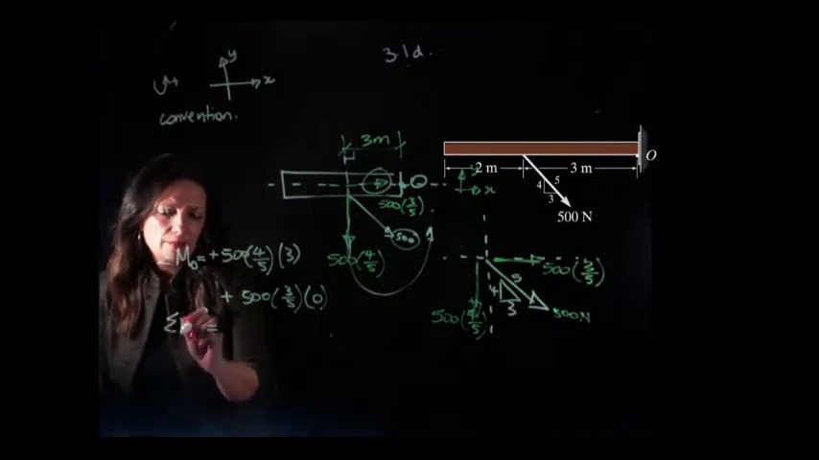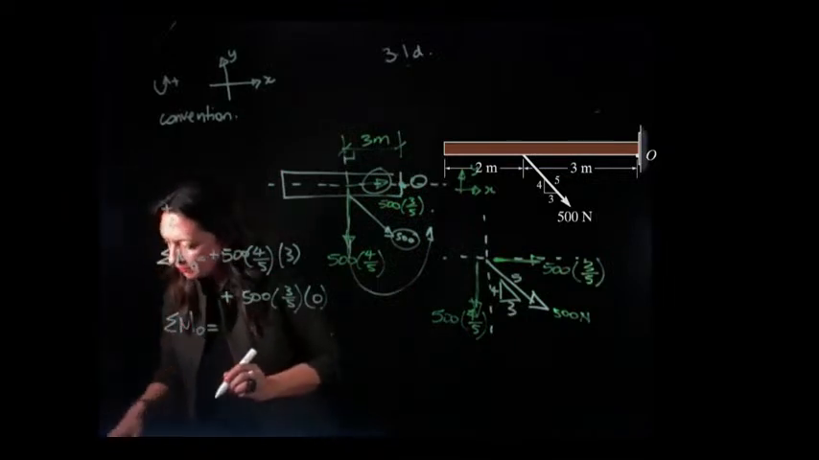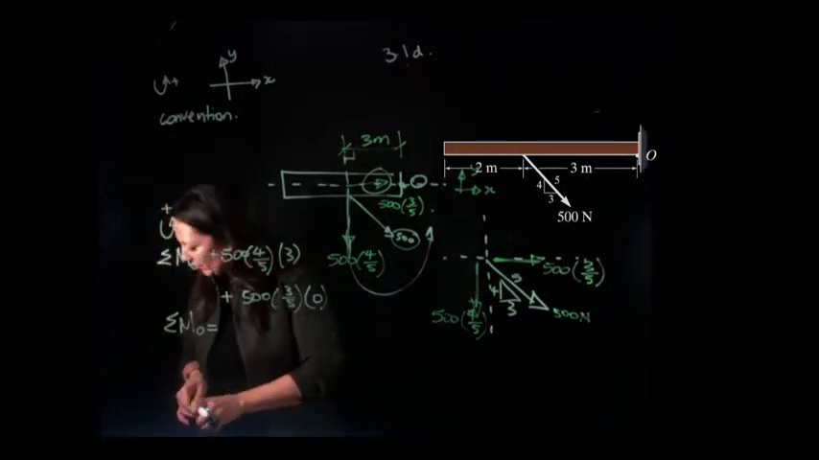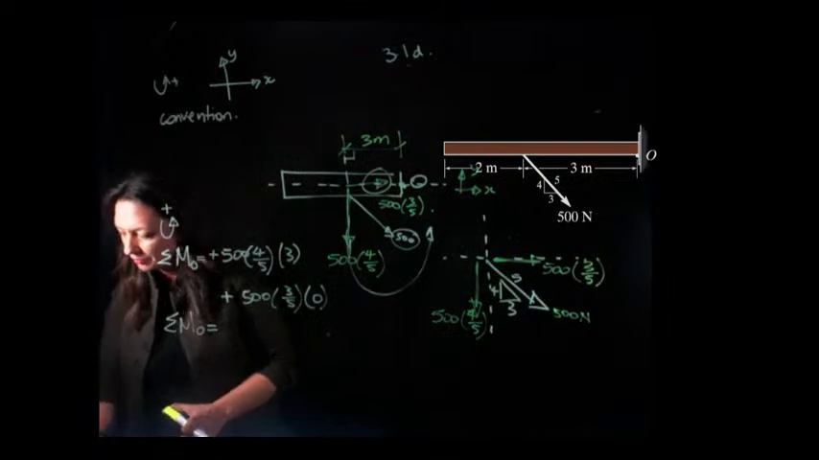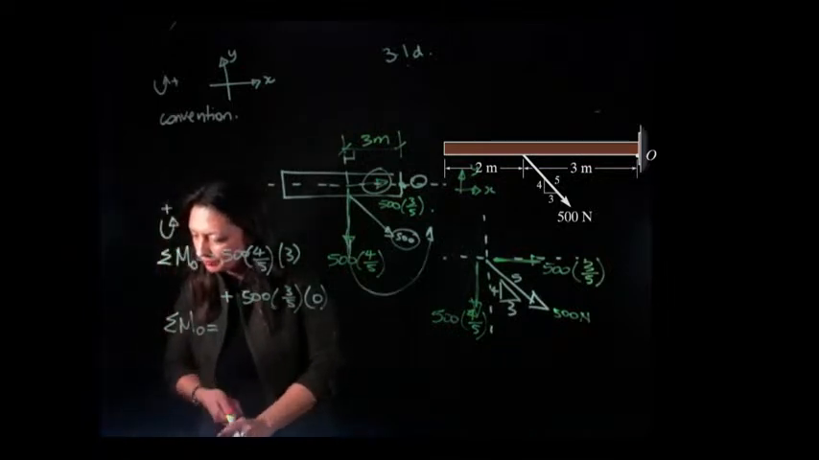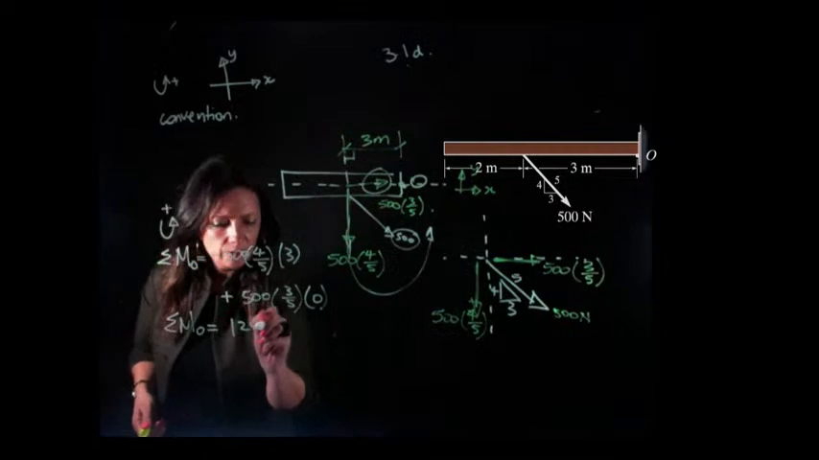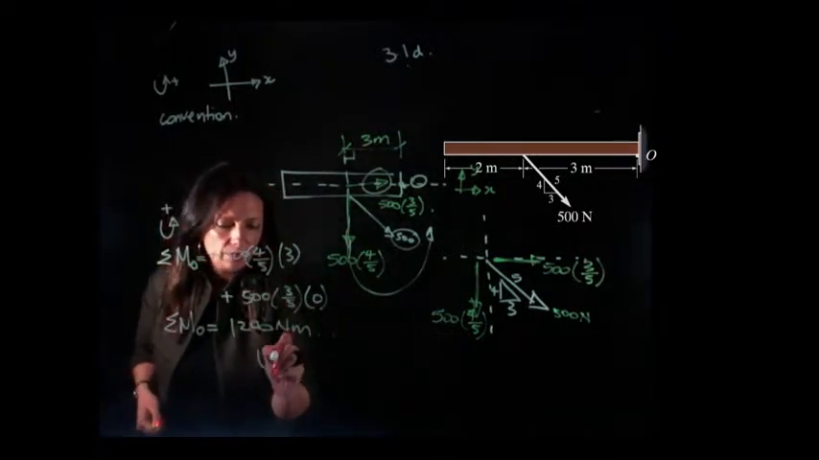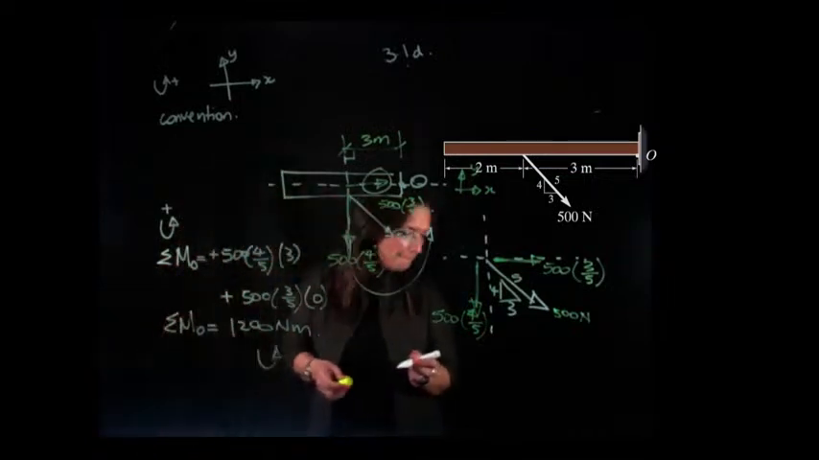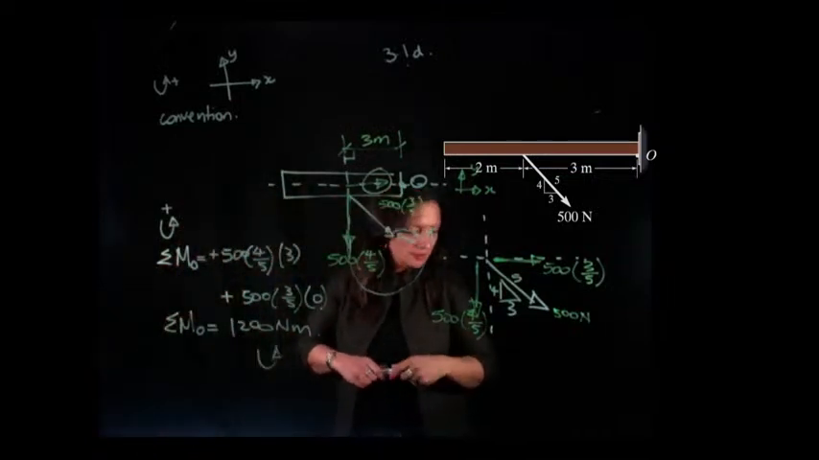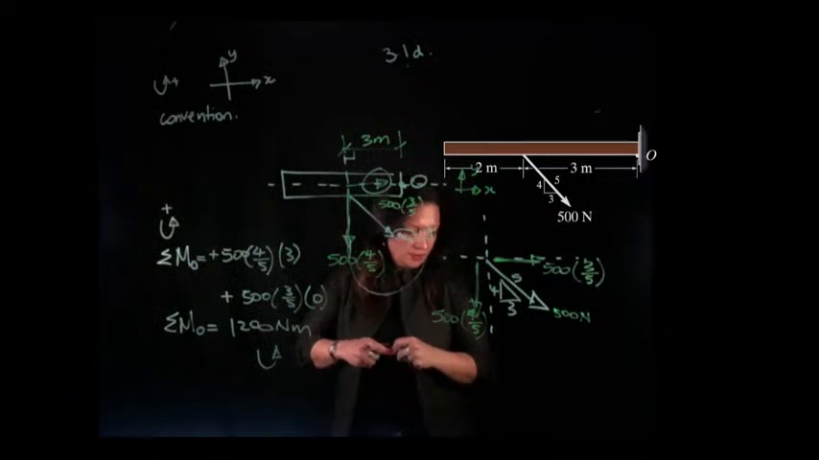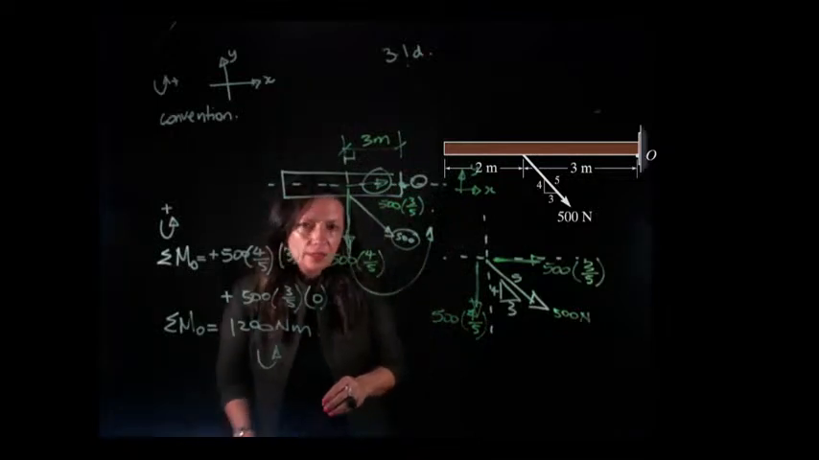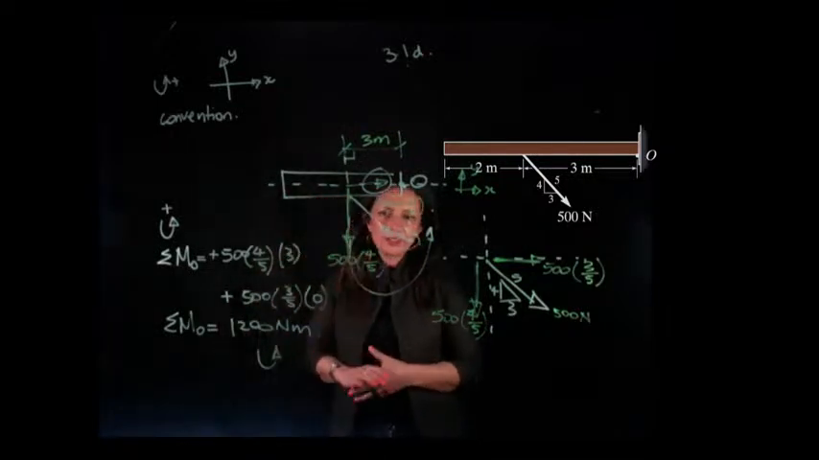So the sum of the moment around 0 is going to be, I haven't calculated this out, 1,200 newton meters, and it's positive, so it's going in this direction. Are there any questions, guys? Any questions at all? I'll just wait for you to catch up.